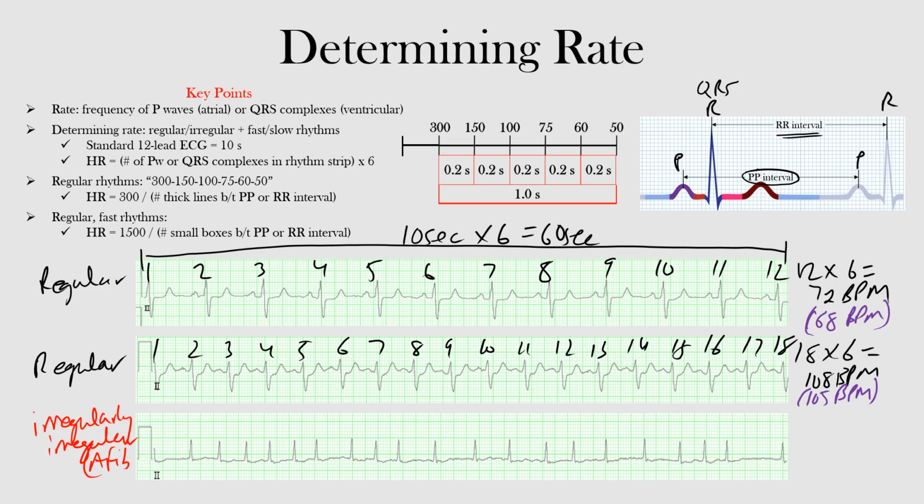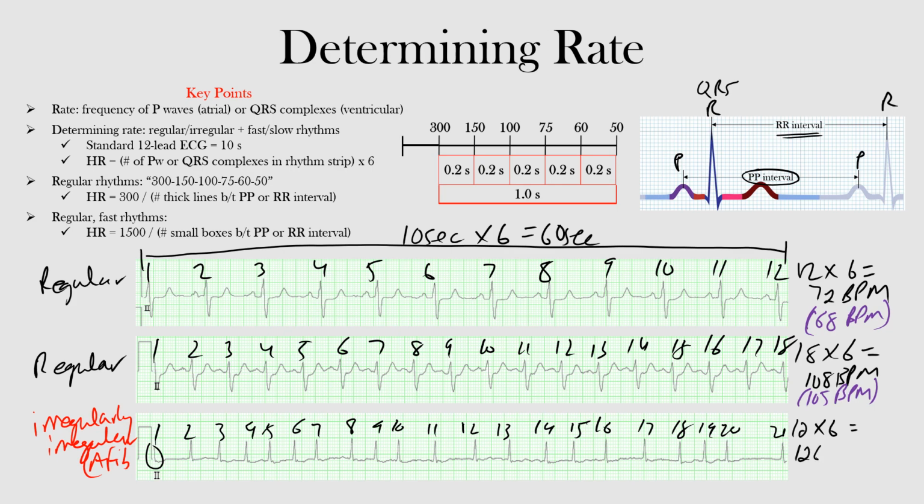All right, let's try this last one. This is our irregularly irregular rhythm, and if we look here, count the complexes. There's one here in the beginning, so 1, 2, 3, 4, 5, 6, 7, 8, 9, 10, 11, 12, 13, 14, 15, 16, 17, 18, 19, 20, 21. Okay, so this is a faster rhythm. So we do now, I guess, 21 times 6, and 21 times 6 is 126 beats per minute. Okay, and the actual rate here was 128 beats per minute. So again, very close estimation. All right, so as you can see there, it's not too difficult to find the rate.